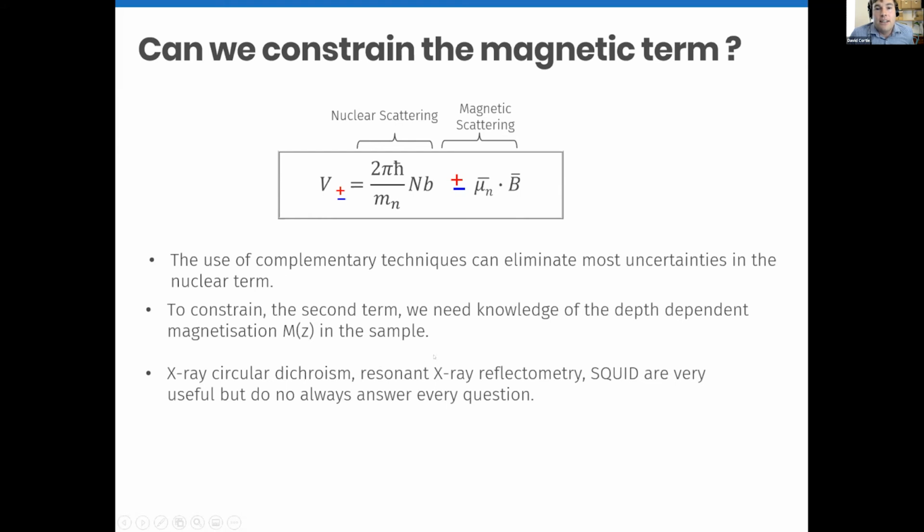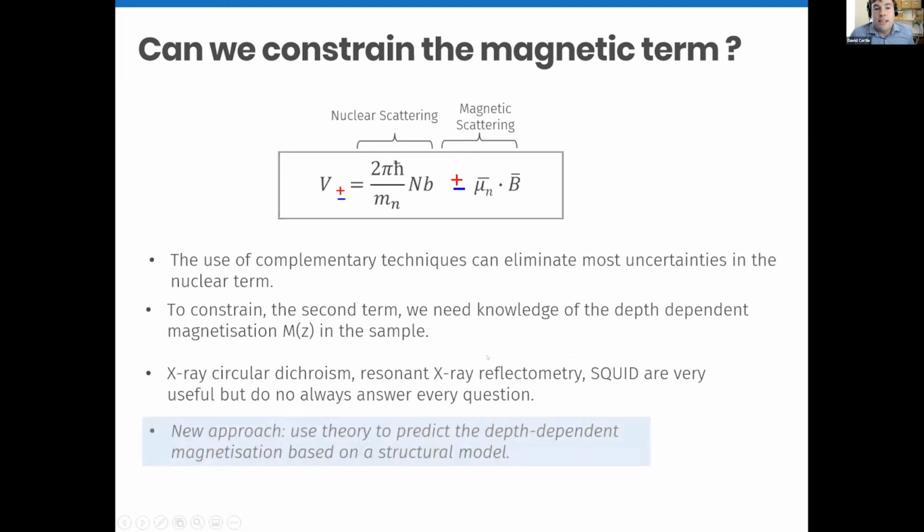In a sense, we need to know in absolute units the depth of the magnetization in the sample. X-ray circular dichroism and resonant X-ray reflectometry are very helpful, but there's usually some level of uncertainty in the exact magnetic moment, 10 to 20%, and there are some approximations in the model, for example, relating the sum rules to the actual magnetic moment. So these are very helpful.